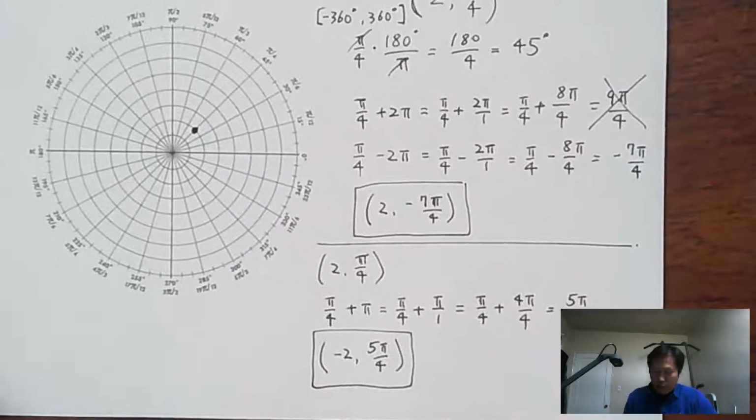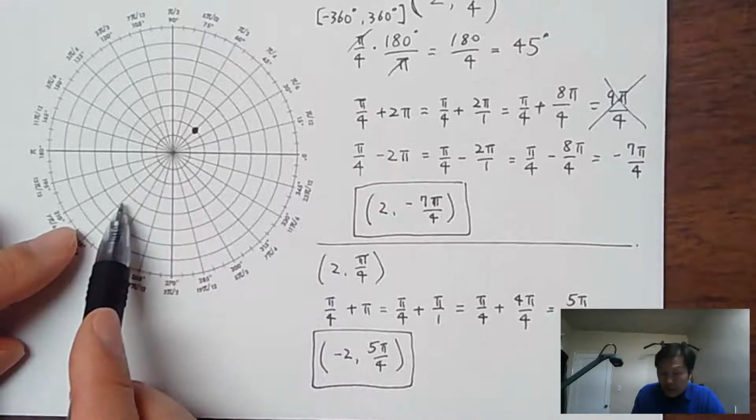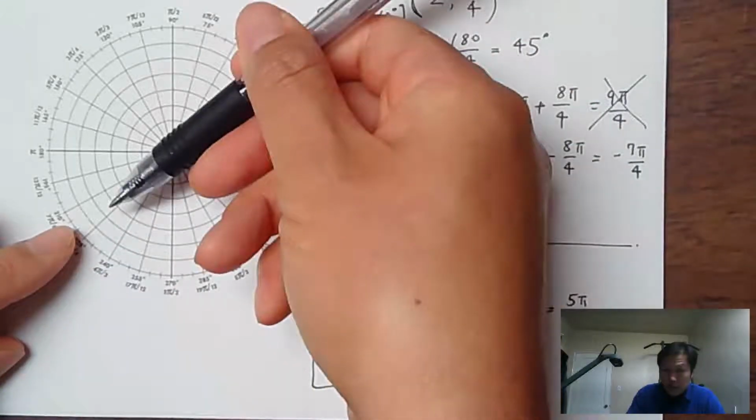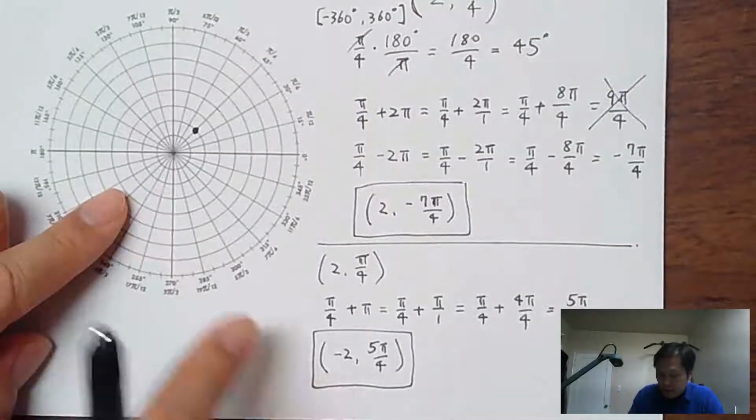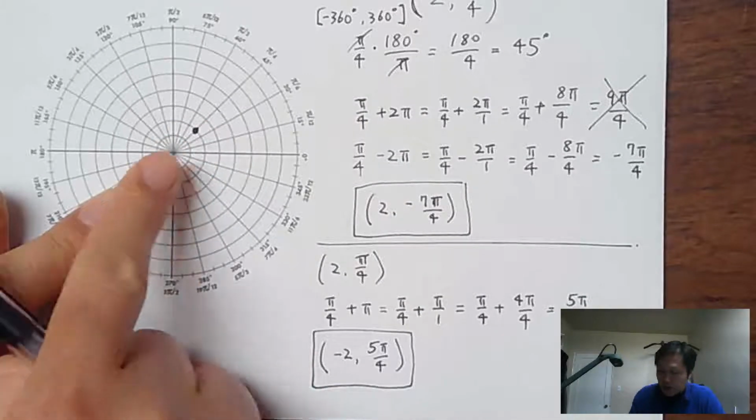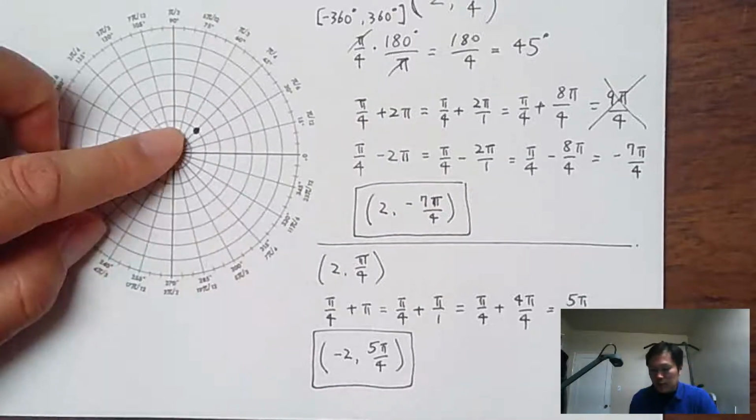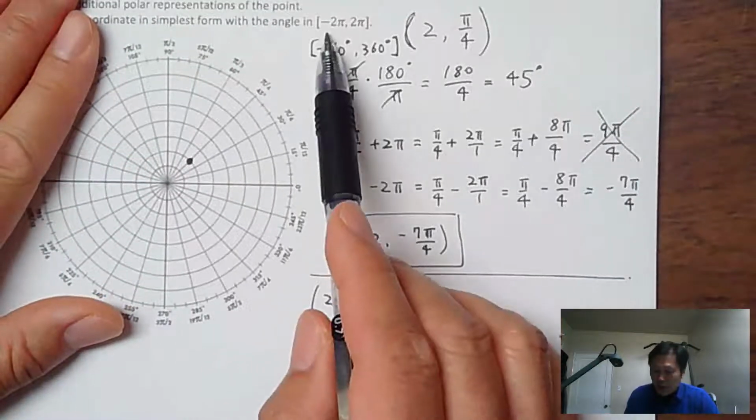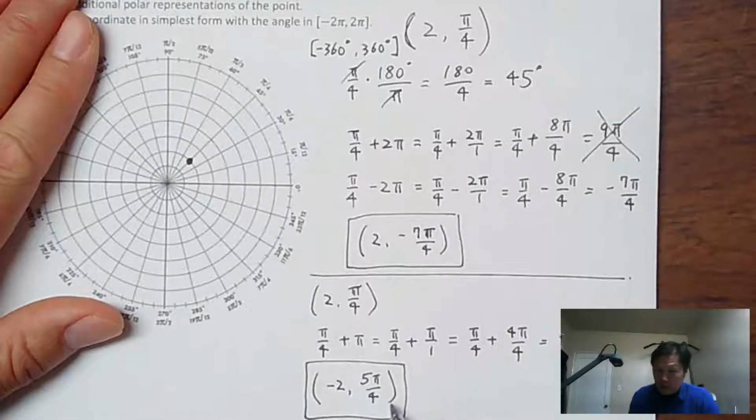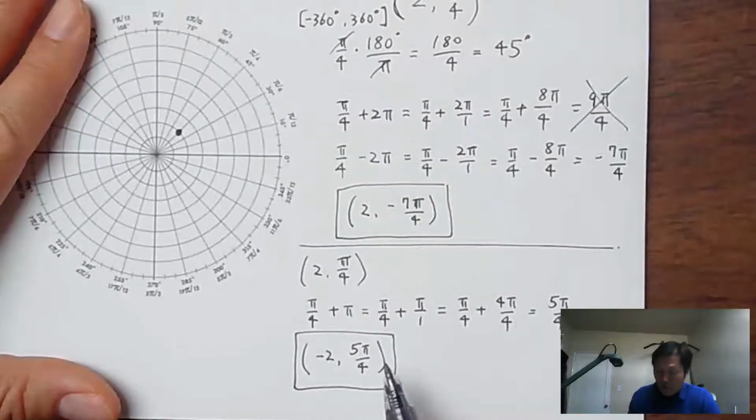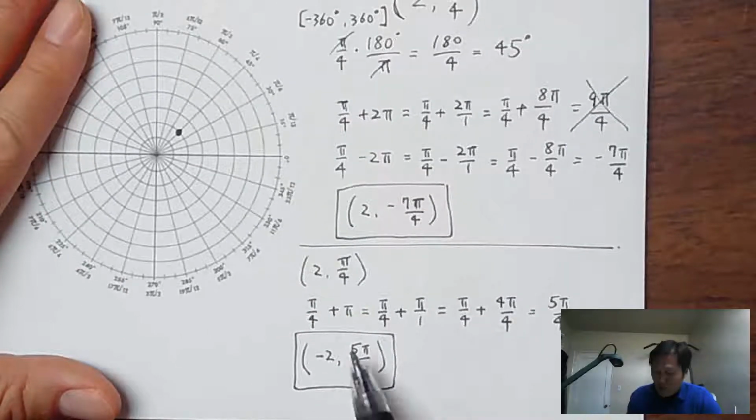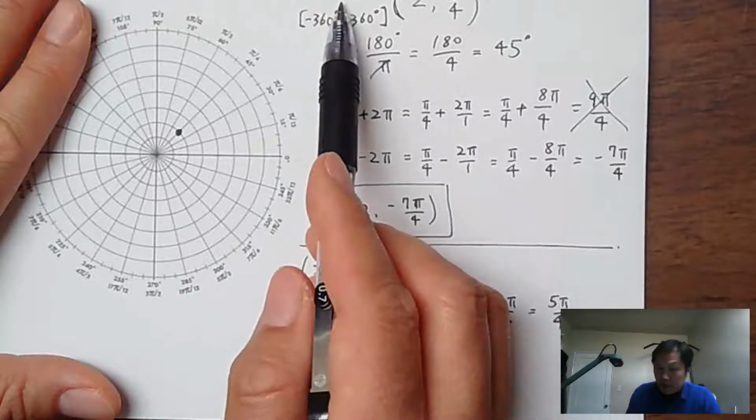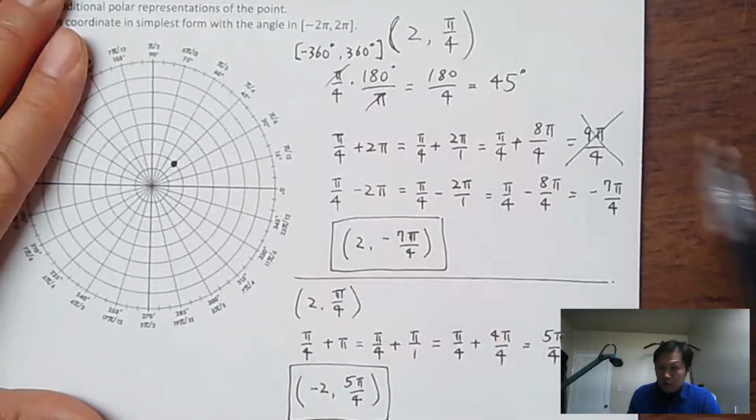So in this drawing, you are pointing at this direction, but since the radius is minus 2, you're going in the opposite direction, which is exactly the same representation as this. And you still have to check, is it between minus 2 pi and 2 pi? Yes. 5 pi fourth is approximately 1.25 pi, which is less than 2 pi. So it works perfectly.